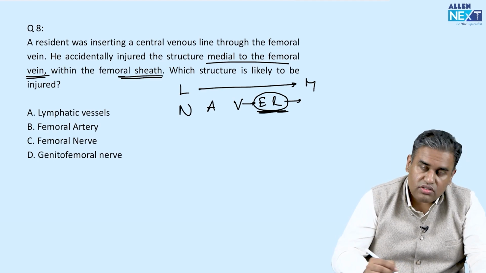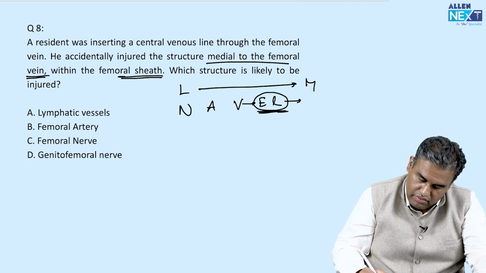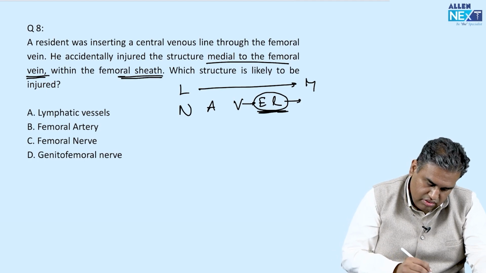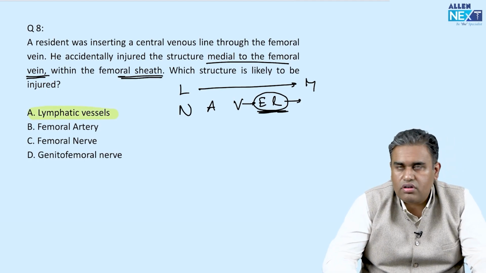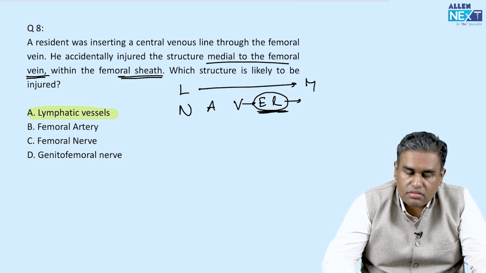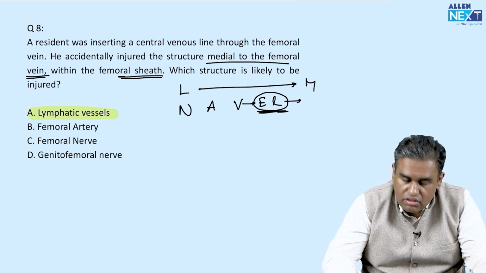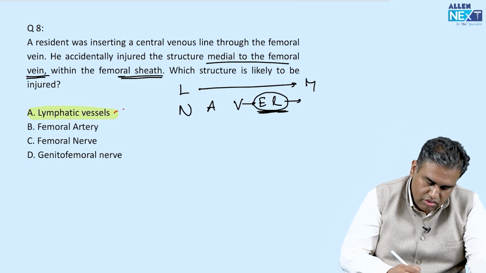Which structure is likely to be injured? We know the answer should be the canal or the lymph node. Therefore, we have the lymphatic vessels, artery. This is obviously the lymphatic vessel because a lymph node has to have lymphatic vessels. The lymph node is connected, having afferent lymphatics and efferent lymphatics. So lymphatic vessels are the ones which go to the lymph node. The answer is obviously option number A over here.